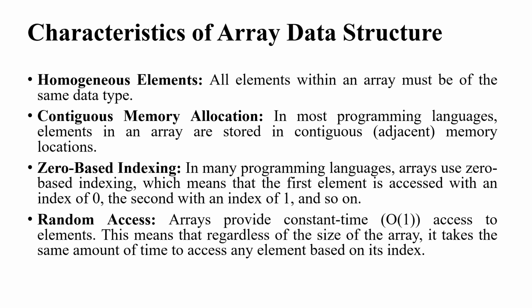The next one is zero-based indexing. Most programming languages start counting an array position from 0. For example, the first item is at position 0, the second item at 1, and it goes on. Then the final one, random access. You can directly jump to any item in an array using the position, that means the index value, making it super fast to find or change any specific item no matter how long the array is.